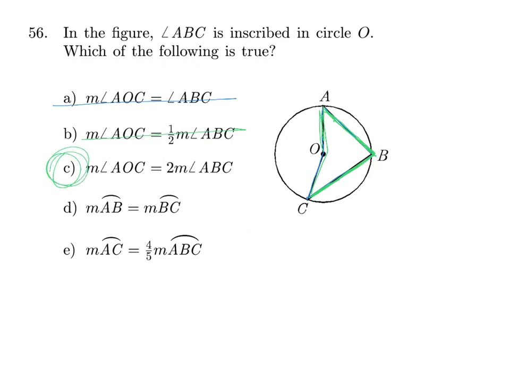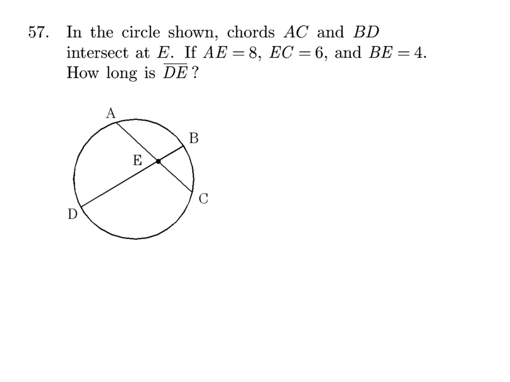And then I have arc AB is equal to arc BC. I don't think you can say that that's true for certain. And 4/5, I don't know where the 4/5 is coming from. I can't do that one either. So C is the correct answer. On to the next problem.